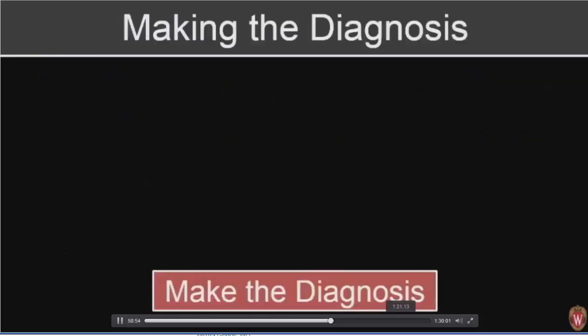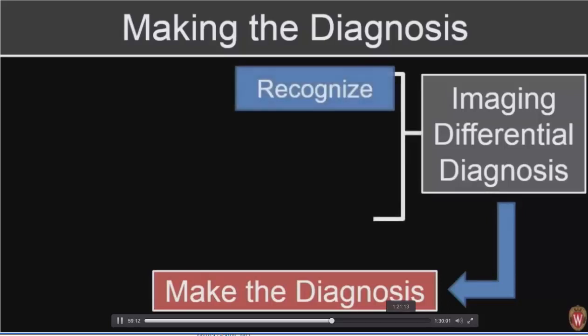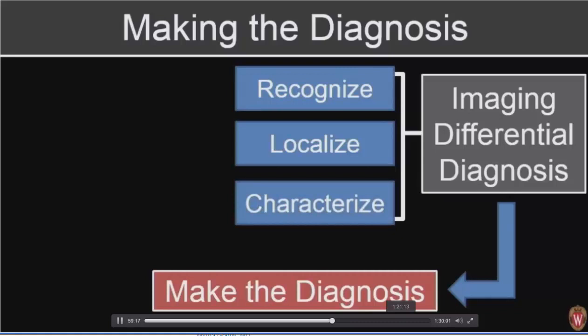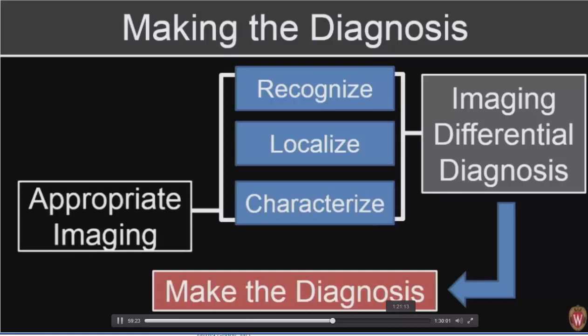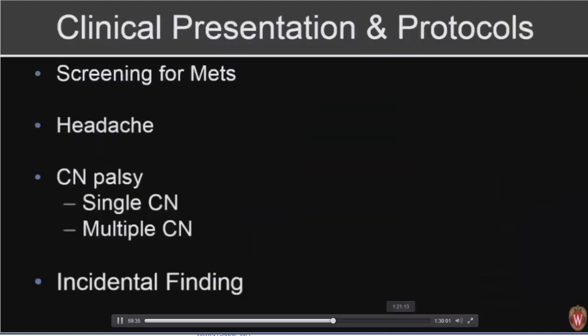So of course, as radiologists, we want to make the diagnosis, right? We generally want to be correct. And to be able to do that, we need to be able to tailor and generate a really concise and thoughtful imaging differential diagnosis. To do that, we first have to recognize that there's an abnormality, localize the lesion, and then characterize the abnormality, as Rick has just mentioned in his talk. And then we actually have to do the appropriate imaging test, and that all stems from the clinical differential diagnosis. So having really good clinical history can really help us ultimately make the diagnosis.